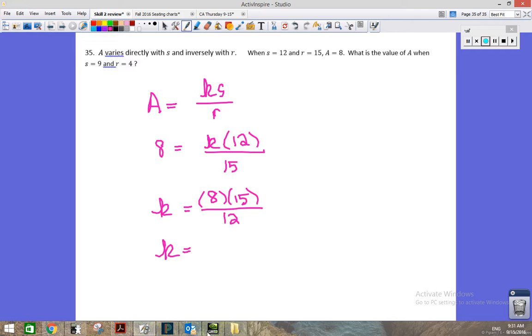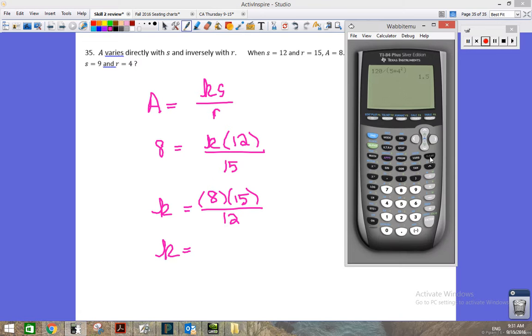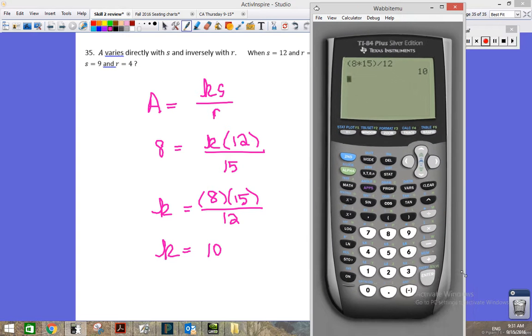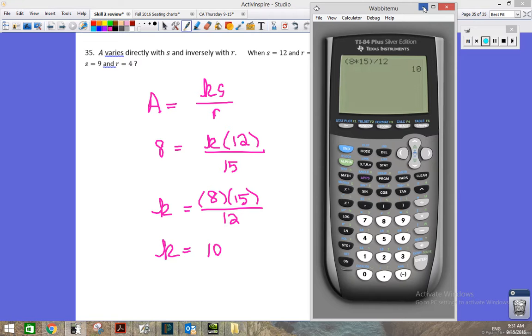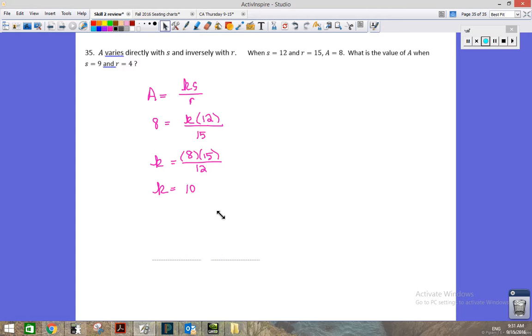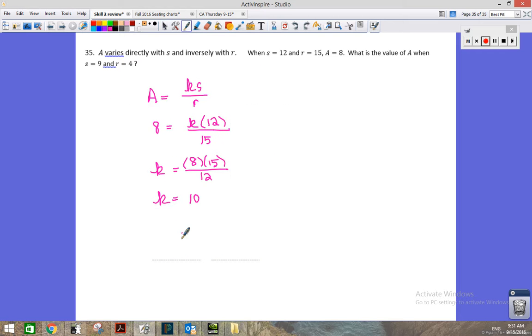So what do we get for that? Let's jump to the calculator. In my numerator, in parentheses, I have 8 times 15, and I guess I could have reduced it myself, but 10. It's hard for me to see it when that's shrunk up too small. So let's come back to the original equation. And now I know that k is 10. So I know that a is equal to 10 times s divided by r.